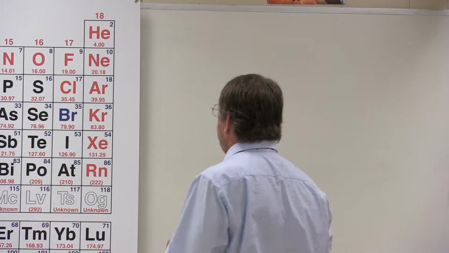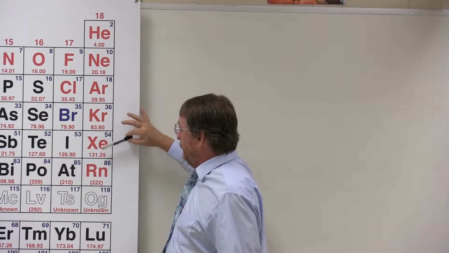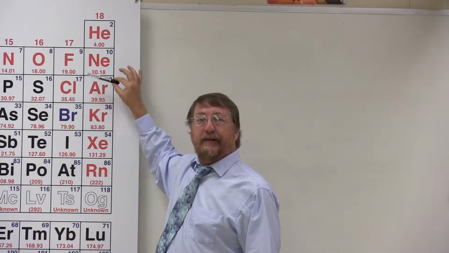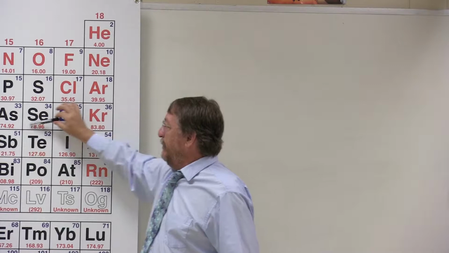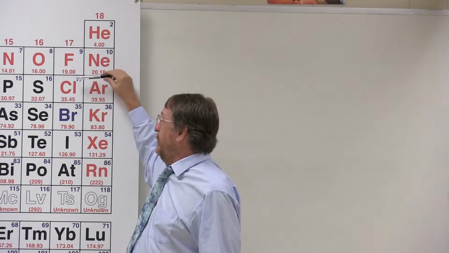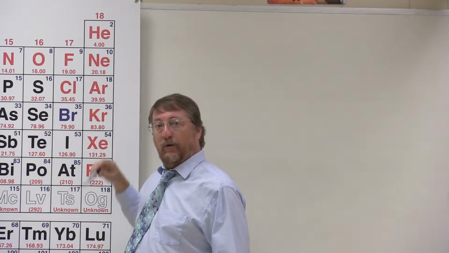Okay? So we can see our noble gases here: helium, neon, argon, krypton, xenon, and radon. Literally an element in the next row contains that core. So an element in this row contains an argon core. An element in this row contains a neon core. And we can go on and on.